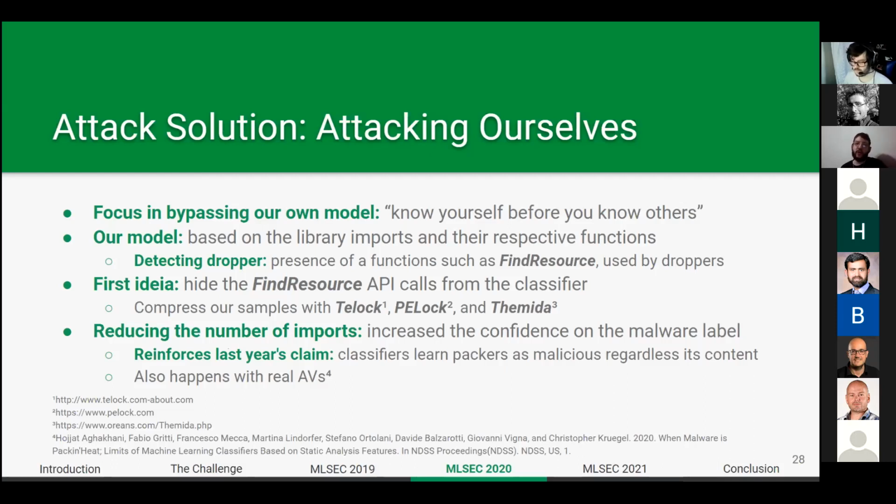After we refactored our code to eliminate the explicit import of this function, what we discovered was that the confidence level of the classifier that a given sample was malicious, in fact, increased and not decreased. And this is because, as I talked about previously, the machine learning model learns that packers are malicious by themselves, regardless of the content. So in this case, as hiding the find resource function is a very prevalent action for malicious binaries, the classifiers learned that when you are trying to hide, you are malware. So it didn't work. And then we needed to find an alternative, right?